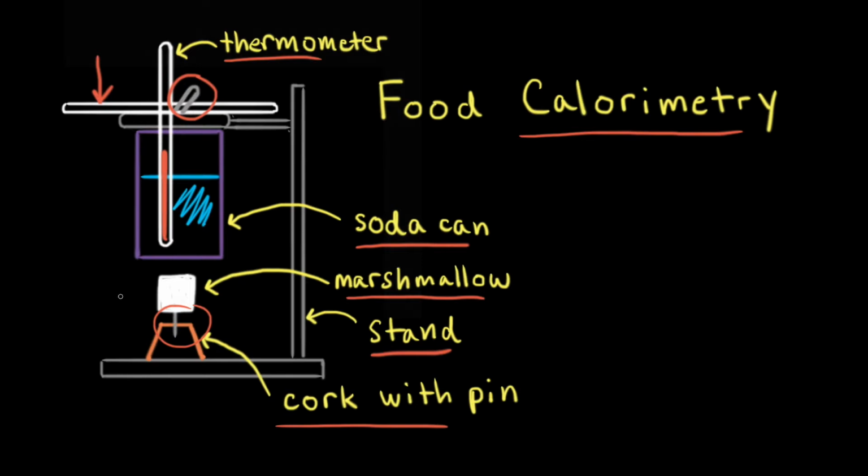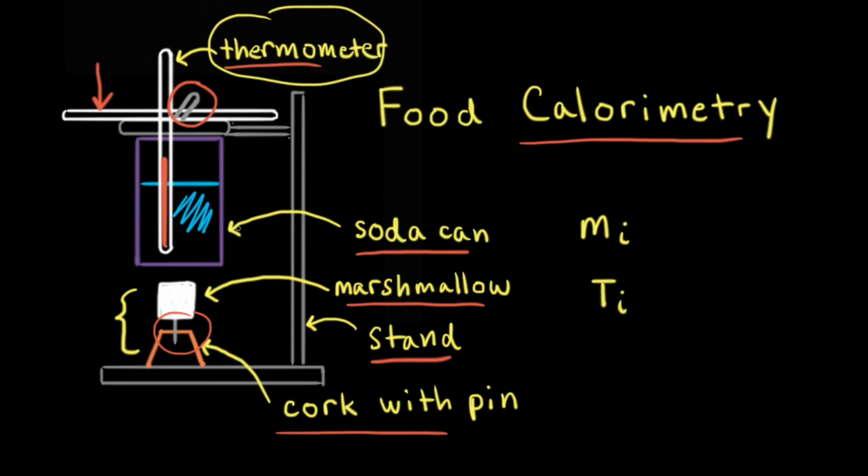Before we start the experiment, we need to take the mass of the marshmallow with the cork and the pin, so we'll call that the initial mass. And we also need the initial temperature of the water, so we'll call that T sub I. Next, we light the marshmallow on fire. As the marshmallow burns, heat is given off, and that heat is transferred to the water in the soda can. Therefore, the water in the soda can will increase in temperature, which we can see on the thermometer.